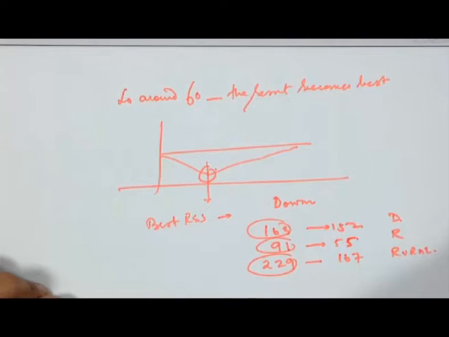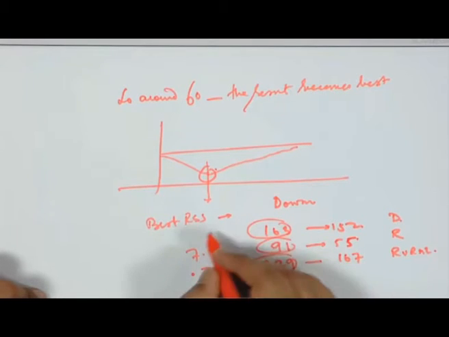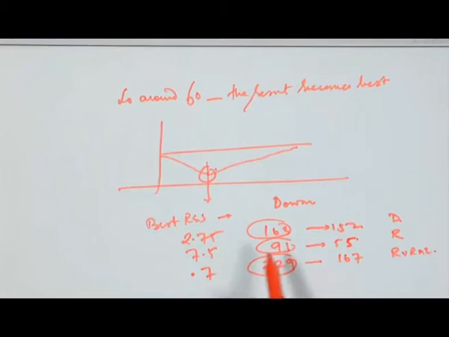So if we go back, okay, I think I missed this. The first is 0.7, this is 7.5 and this is 2.75. Okay, so what is happening?